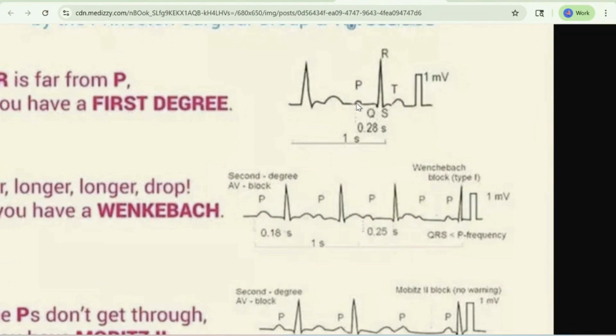QRS means the impulse has completely gone through the AV node, and now it's depolarizing the entire ventricle simultaneously. Does that make sense? That totally makes sense. Ventricle depolarization. Right. And then it goes into T, which is ventricular repolarization. Do we understand that? Yes, that makes sense.